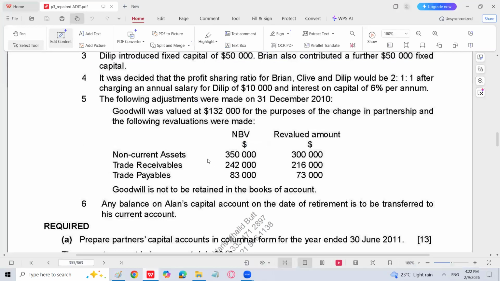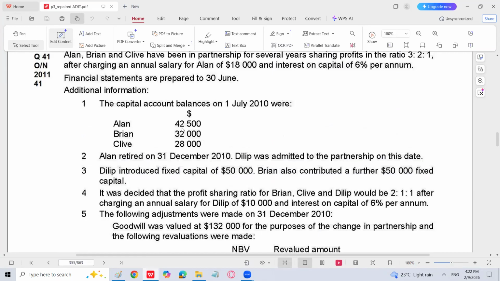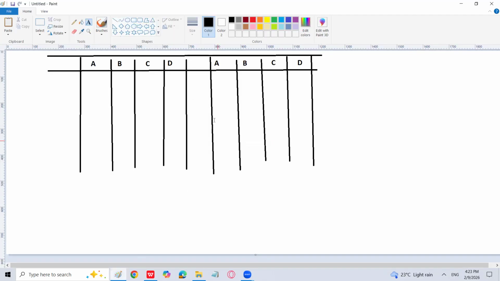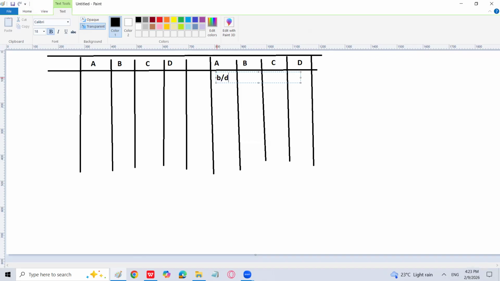First of all, the capital account we have to write down. So the capital account balances are given as 42,500, 32,000 and 28,000 for A, B and C. So I will write here, brought down 42,500, then 32,000, and then for C it is going to be 28,000. There is no D till that time.